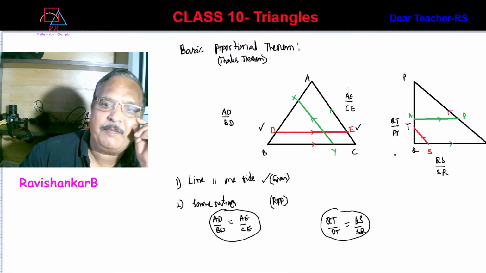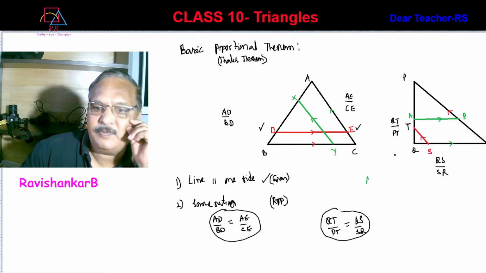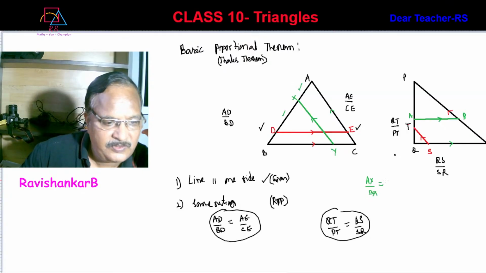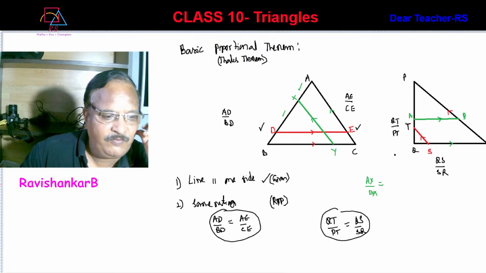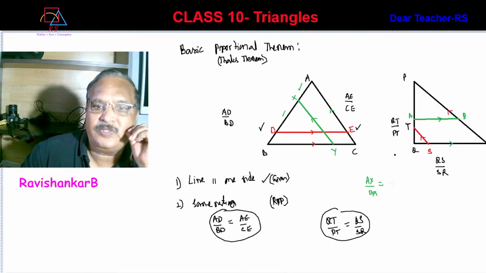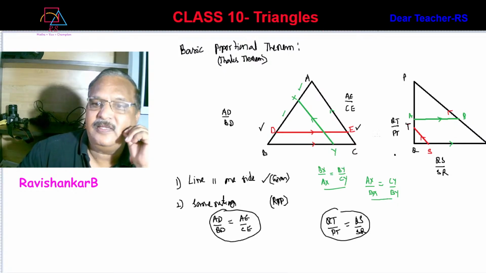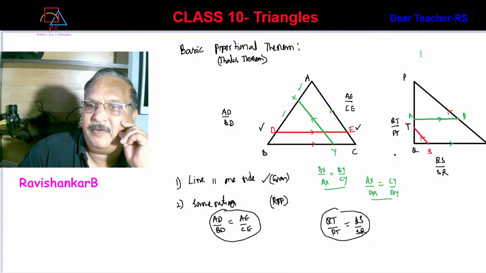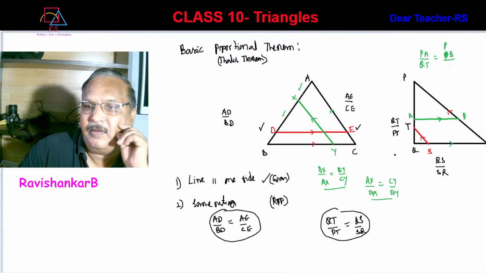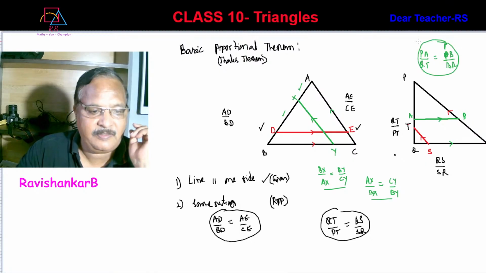If you apply it for this, what you are going to get, I will write with green letter only: AX by BX is equal to CY by BY. Actually, we can also write BX by AX is equal to BY by CY. Both are fine. And for the other triangle, PA by QT is equal to PB by BR. So this is the basic proportionality theorem.